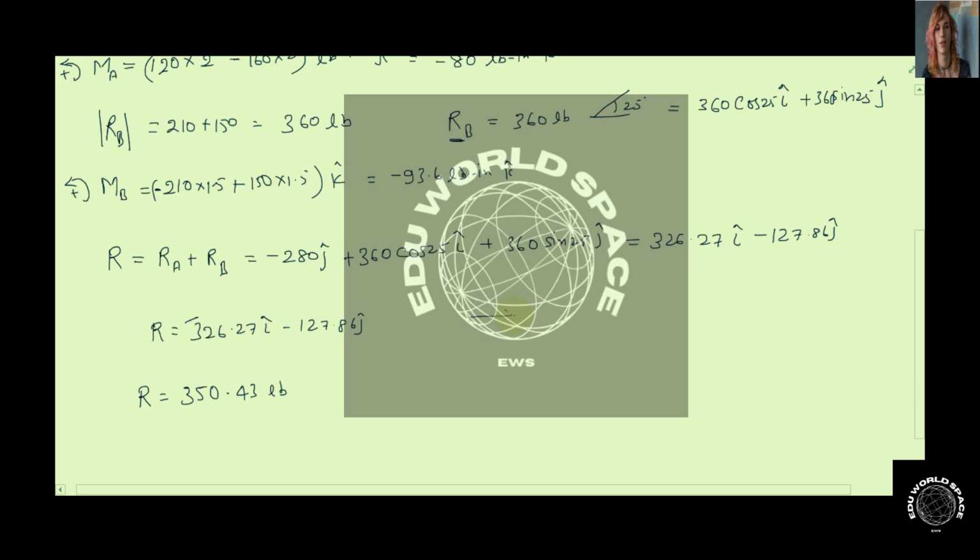which is making an angle, since i cap and minus j cap. So this is positive i cap, this is minus j cap. So the resultant will be in the fourth quadrant, making an angle theta, and theta can be written as tan inverse of the y component, that is 127.86 divided by 326.27, and if we solve this, it comes out to be 21.4 degrees. Alright, so this is the answer for the first part.